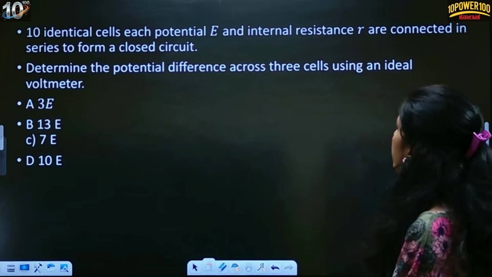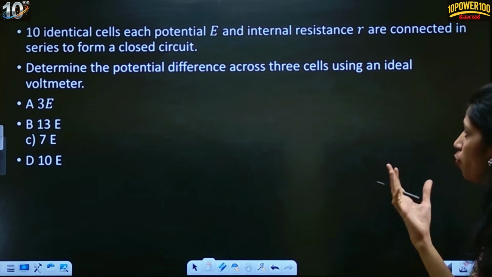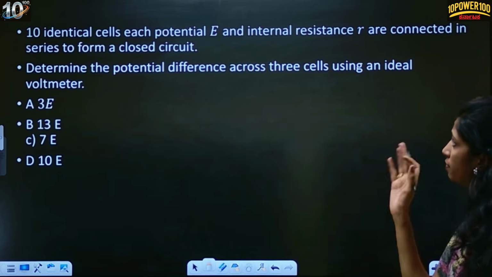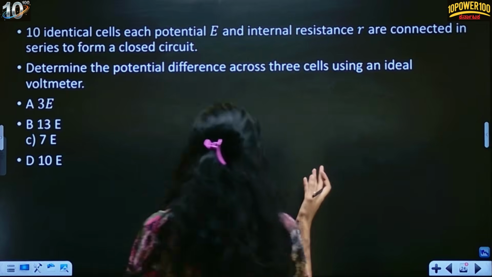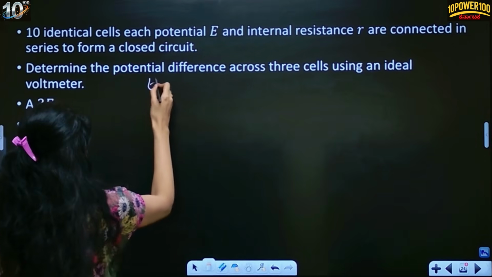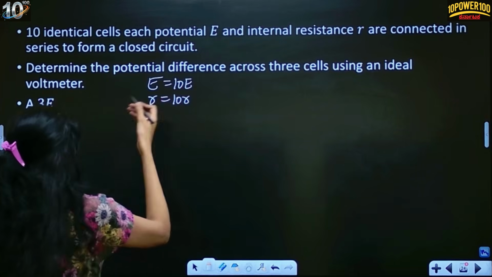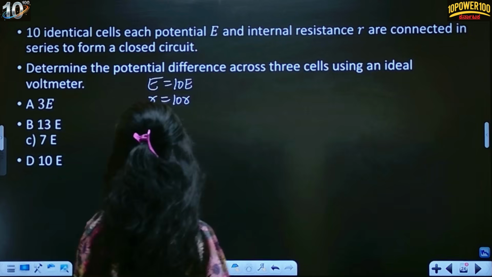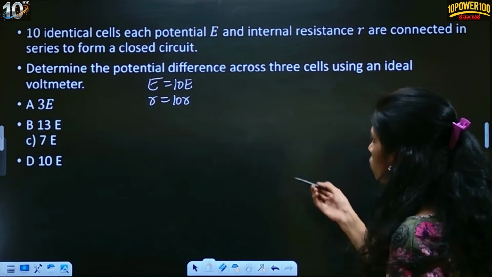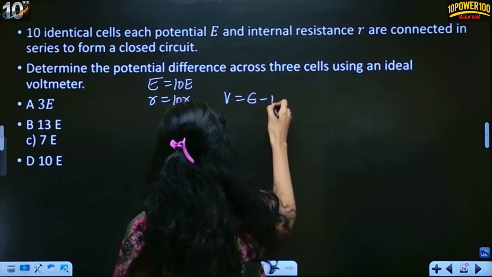Fine. So 10 identical cells, each with EMF and internal resistance, are connected in series to form a loop. What's the potential difference across only 3 cells, guys? The same logic applies here. For 10 cells, the EMF will be 10E. Total EMF you can take as 10E and total resistance as 10 times R. So what's the potential difference across 3 cells of an ideal ammeter? Use the same logic: potential difference V equals E minus IR.